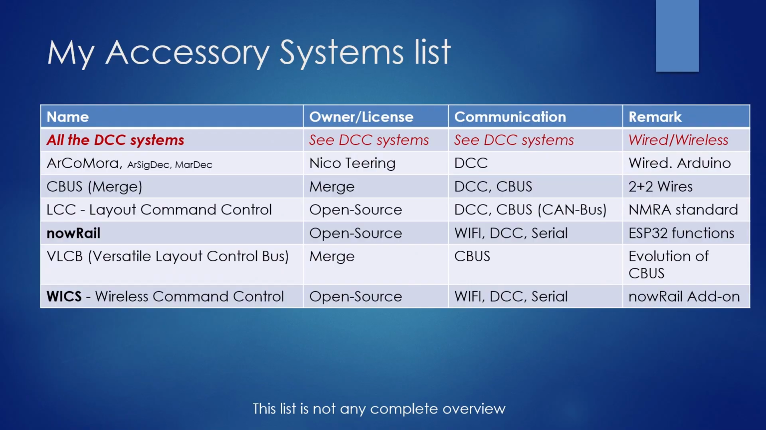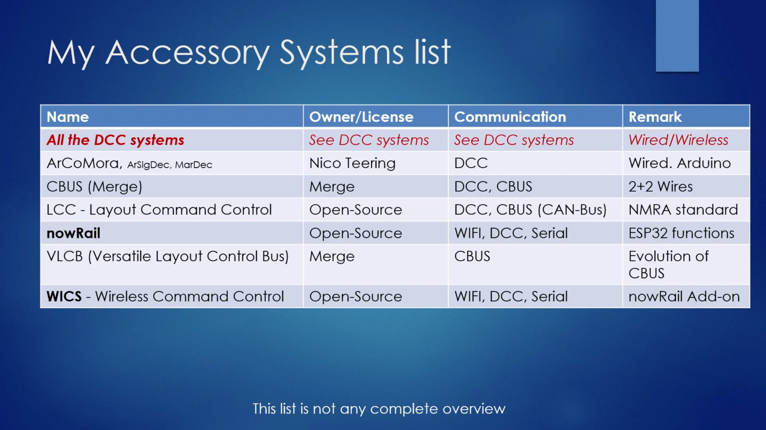All the DCC systems also have support for DCC accessories, mostly wired solutions. I'm not repeating all the brands here in this list. Instead, I'm looking into accessory systems that are not DCC systems. For example, Arcomora, Arduino controlled model railway, is based on the Arduino and is both a software and a hardware solution. MERG CBUS is available for its members, and anyone can become a member for about $40 a year.